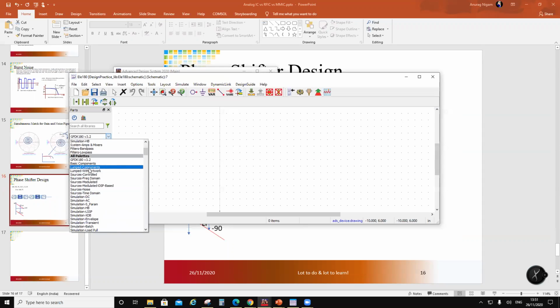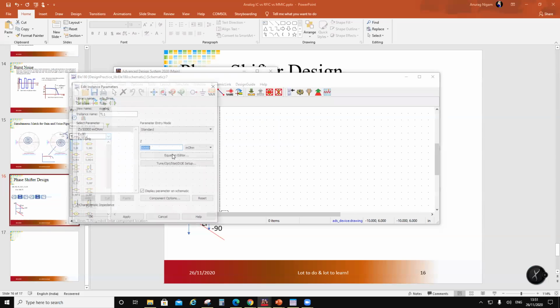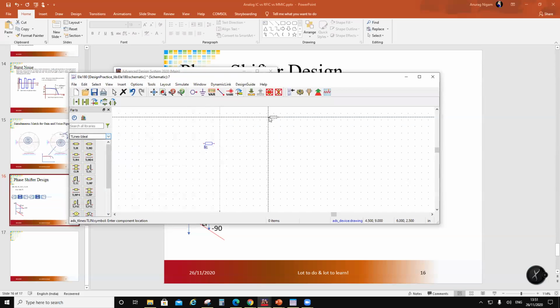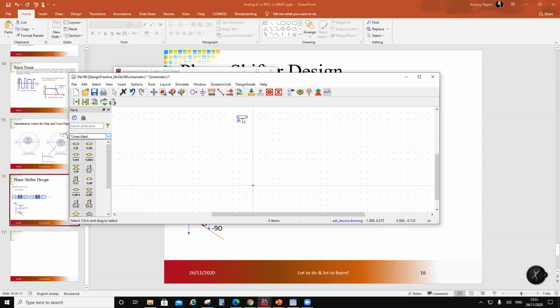I'll go to line, ideal transmission line. I want a 50 ohm line, which is 90 degrees, because I want to do plus and minus 90, right? And this is at 27.9 gigahertz mid-band frequency. So my question now is, how do I transform this into a circuit?